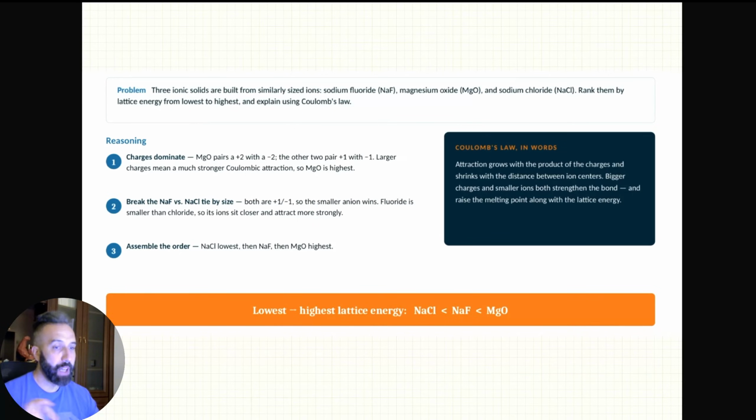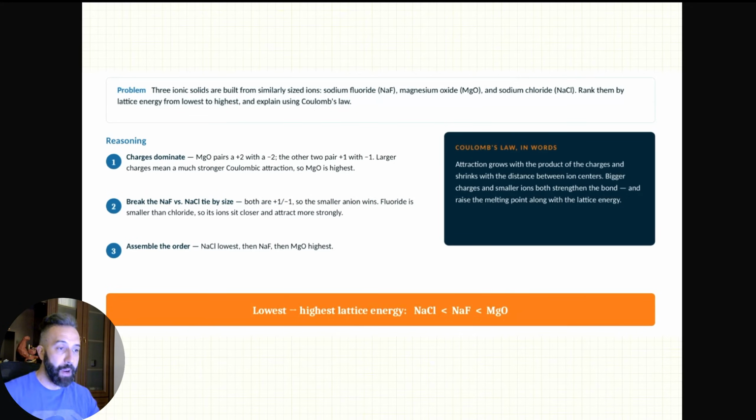Magnesium and oxygen are +2 and -2, while both NaCl and NaF are +1, -1. So a bigger charge always wins in terms of which bond is stronger. Why? Because Coulomb's law depends on charge. So if the charge is doubled, the energy of that bond, and in this case, the lattice energy, is just going to be much higher. So MgO will have much higher lattice energy than NaF and NaCl.